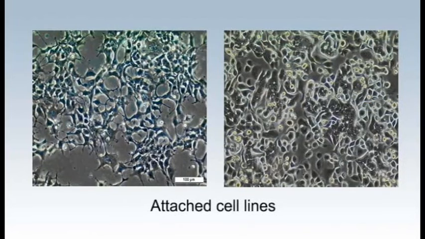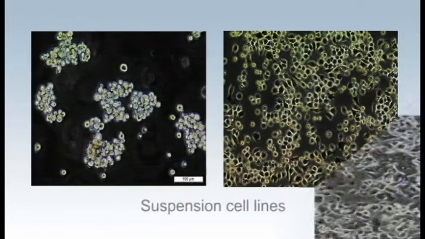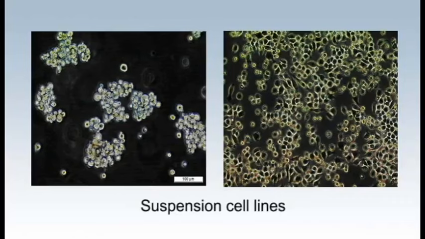Cultured cells fall broadly into two types. Firstly, those dependent on attachment to a substrate, usually referred to as an anchorage-dependent or attached cell line, such as fibroblast and epithelial cells. Secondly, anchorage-independent or suspension cell lines. Hybridomas and serum-free adapted cell lines tend to grow in suspension.